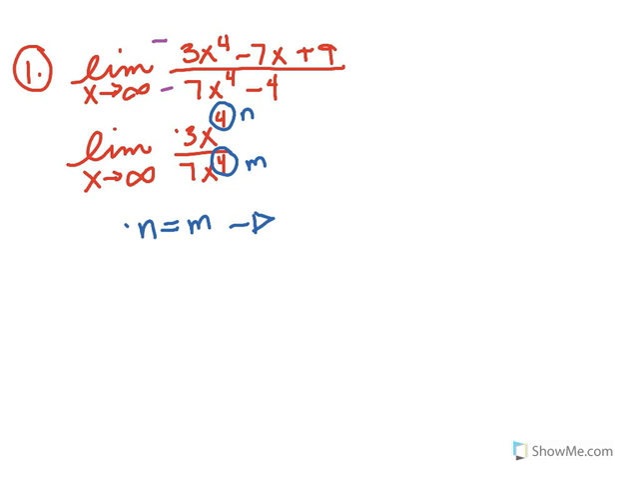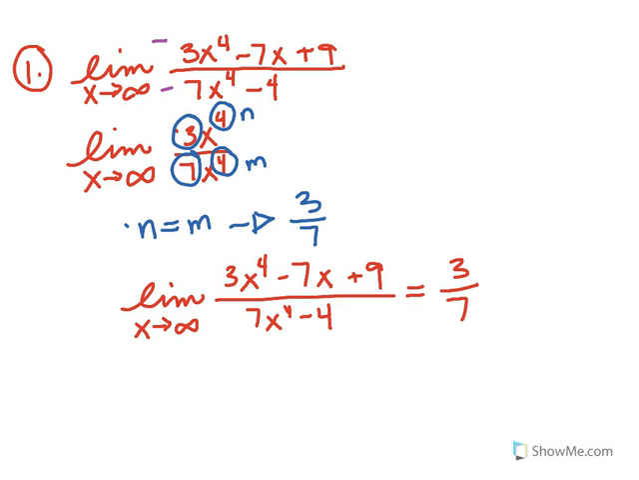All you have to do is look at the coefficients of x, in this case 3 and 7, and that is your limit, 3/7. It's that easy. That is only if n is equal to m. And of course, we're going to use formal notation to write this, so your official answer should look like this. And there you have it. So that's our first rule. Let's take a look at our second.